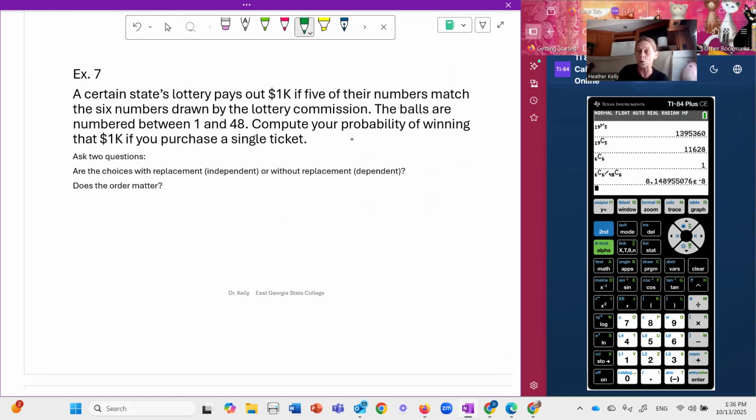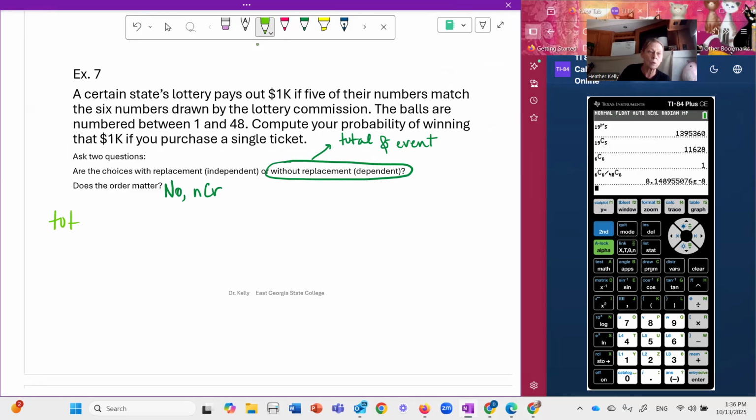Does the order in which they're pulled matter? No. So we're still going to use nCr. This is definitely without replacement. That is true for the total and the event. Now let's get after it. The total is going to be the same. We have 48 numbers and we're choosing 6. That's still the same total number of choices.